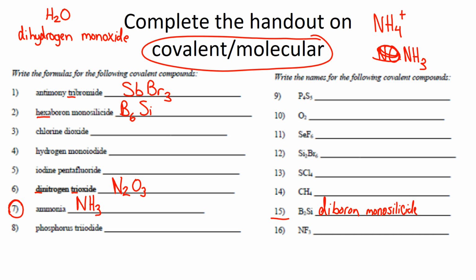So, all right. So kind of going through here. So we have P4, so that is tetra. And then it'll be phosphorus. And then S5, so that's going to be pent.